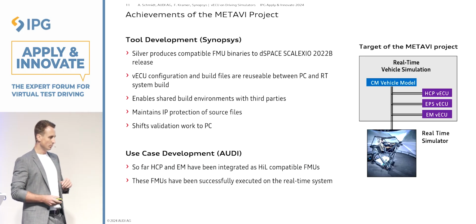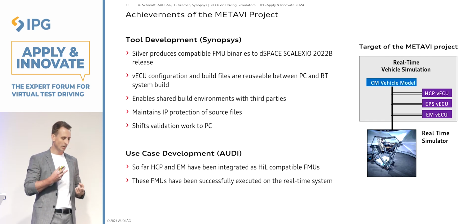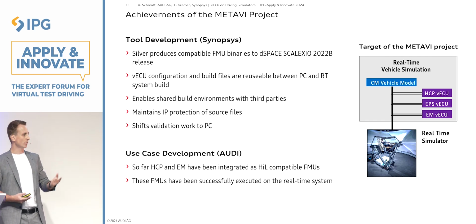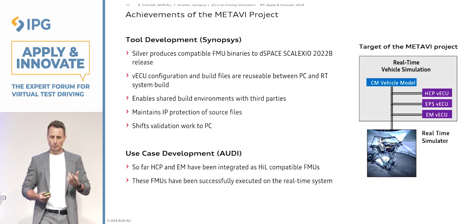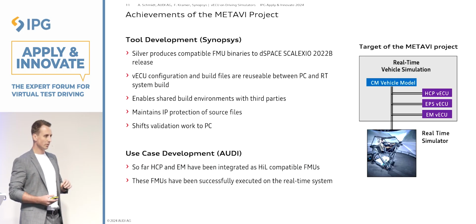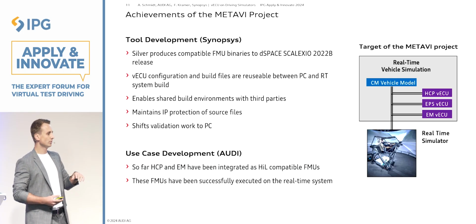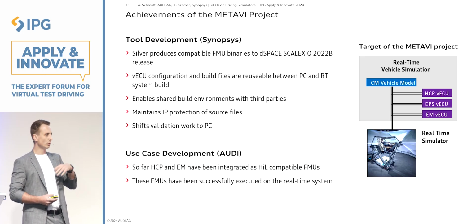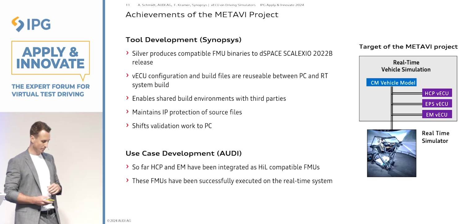This enables all the typical collaboration methods. We can share libraries across companies, then build one model from it. That makes it easy to work with third parties. It maintains IP protection. And the big thing is we can shift all the model validation effort to the PC and don't have to reserve costly real-time system time to do the model validation.